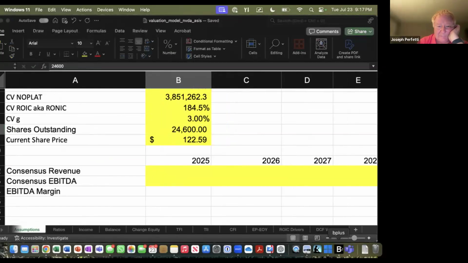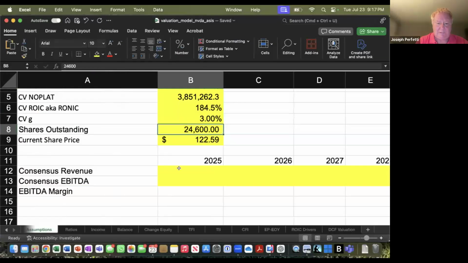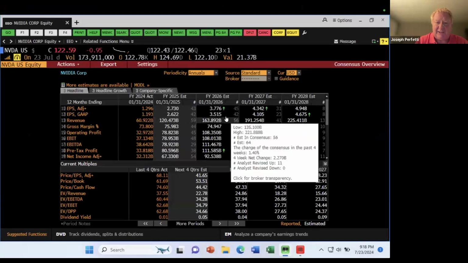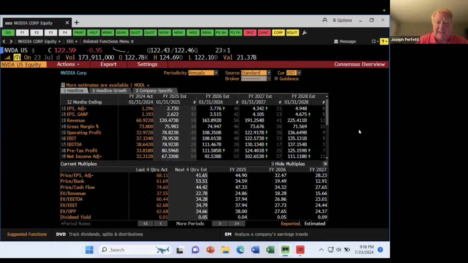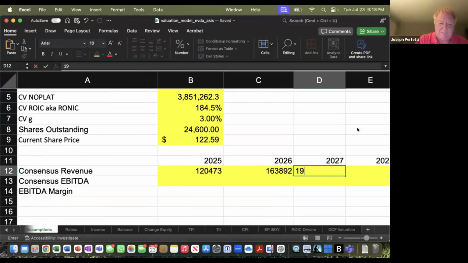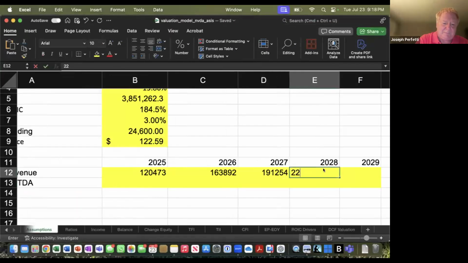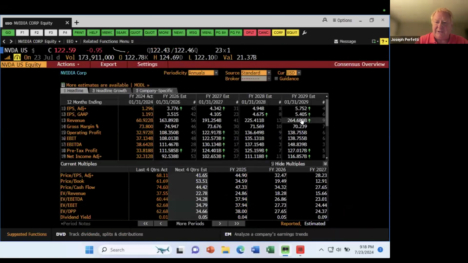So in 2025, revenue today, 120,473. 2026 revenue, 163,892. 2027 revenue, 191,254. 2028 revenue, 225,411. 2029 revenue, 264,680.